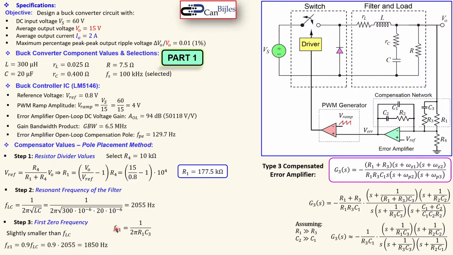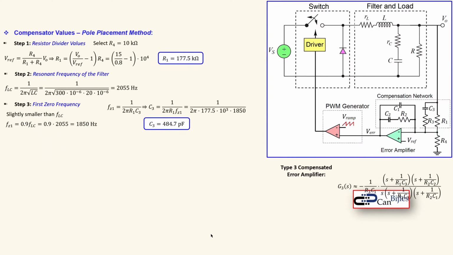And we know the zero 1 frequency here is then 1 over 2 pi R1 C3. We know R1. We know what we have here for our first zero frequency, so we can calculate C3 here. Just rewrite this and substitute the value for the R1 and also what we have for our first zero frequency. That will give you C3 of 484.7 picofarads. Okay, that's also calculated.